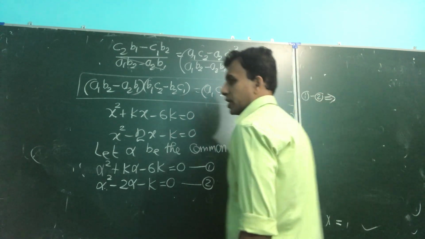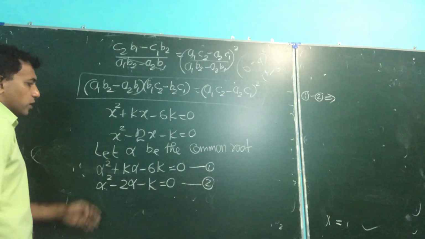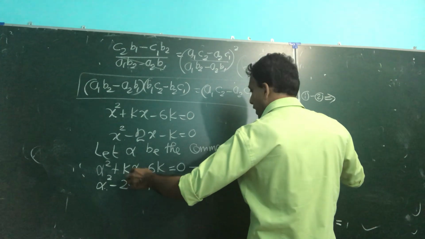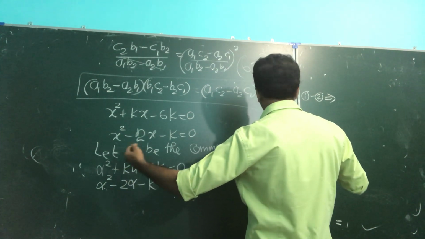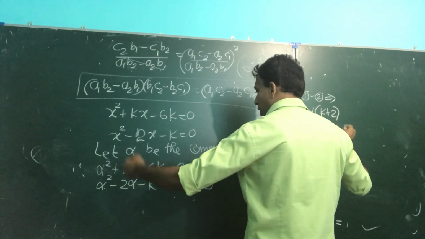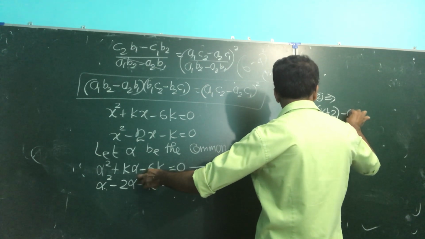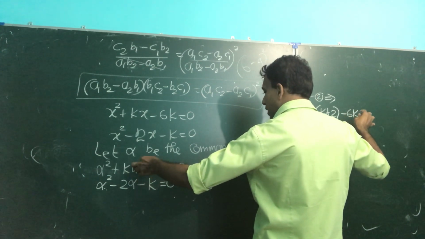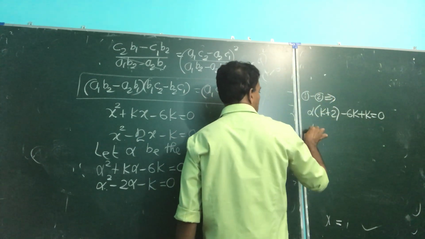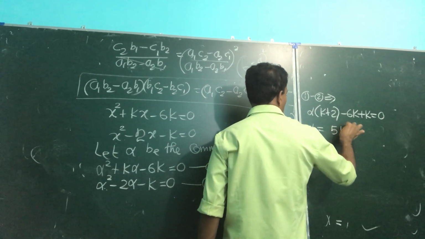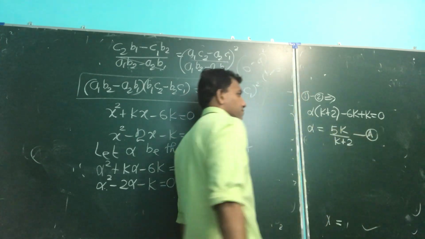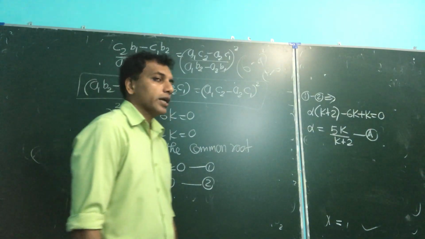If I subtract the second equation from the first equation, alpha square cancels. Okay, then what happened? K alpha subtract minus 2 alpha. So what is that? K plus 2 then. Okay, k plus 2. And here what? Minus 6k subtract minus k. Therefore this one. So alpha equals 5k over k plus 2, right? We say equation A. 5k over k plus 2.